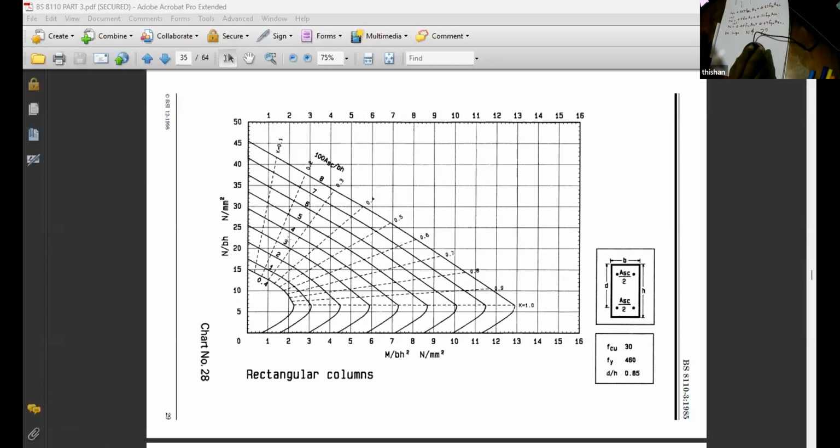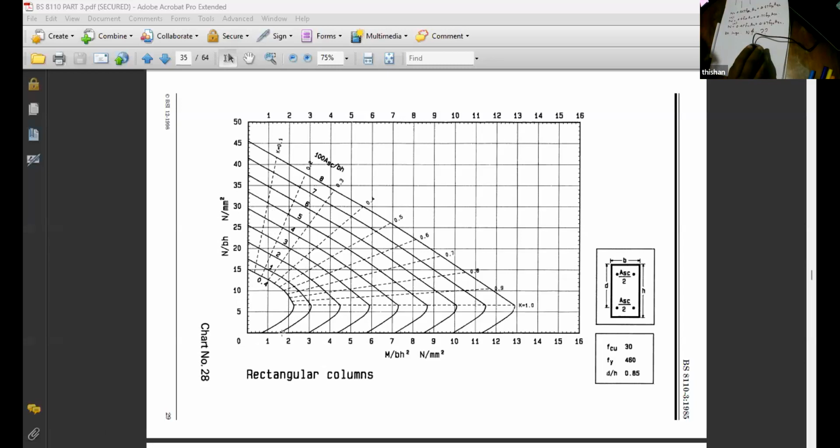And the maximum reinforcement ratio in a column is about 4%, so we can't go beyond this line. We have to remain below this line. You can go up to 4% reinforcement if this value is up to 2.